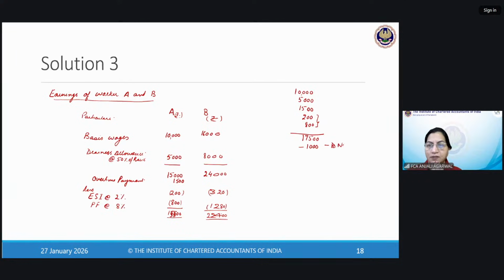Not paid to the worker, but deposited. And from this 17,500, an additional 1,000 also will be not paid to the worker, but deposited. So the final answer is again the same. What the employee, worker A, will take away from earnings would be 15,500. So even if I had added the ESI and PF here, I would have to deduct the double amount.